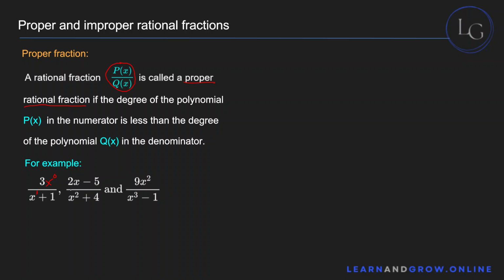Over here, the highest degree of x in the numerator is this 1, and the highest degree of x in the denominator is this 2. So 1 is less than 2, so this is also a proper fraction. And similarly in this one, the highest degree of x in the numerator is 2, and the highest degree of x in the denominator is 3. So 2 is less than 3, so this is also a proper fraction.